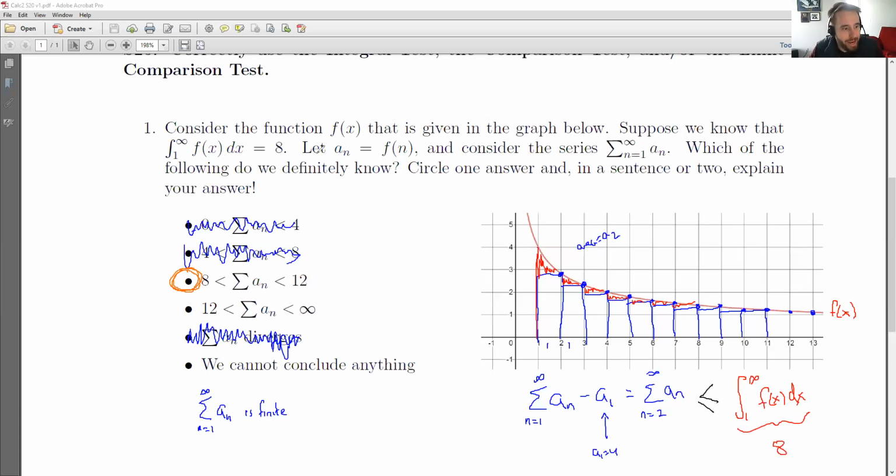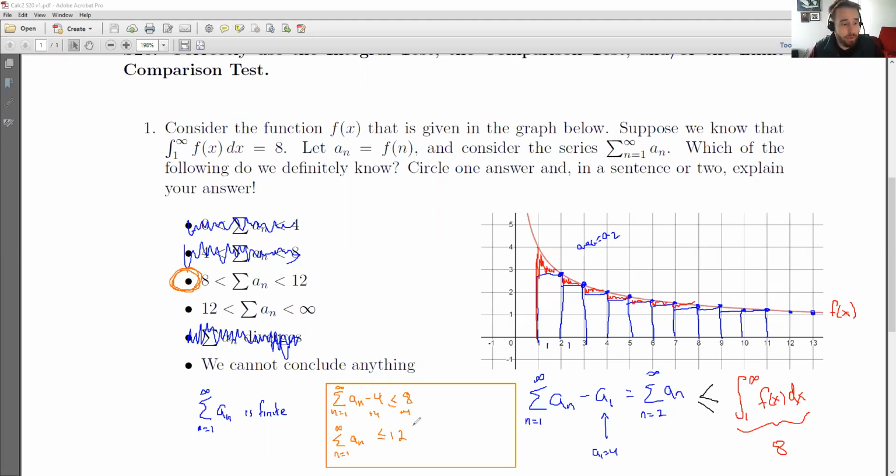And so what have we done here? Well, we actually have this nice conclusion, which I'll rewrite here in the center, in this orange box. What we've just concluded is that the sum from n equals 1 to infinity of a sub n minus that first term, which we said was equal to 4, is going to be less than or equal to the total integral, which we said was equal to 8. And so therefore, the sum as n goes from 1 to infinity of a sub n is less than or equal to 12. We can just add 4 to both sides of that inequality.